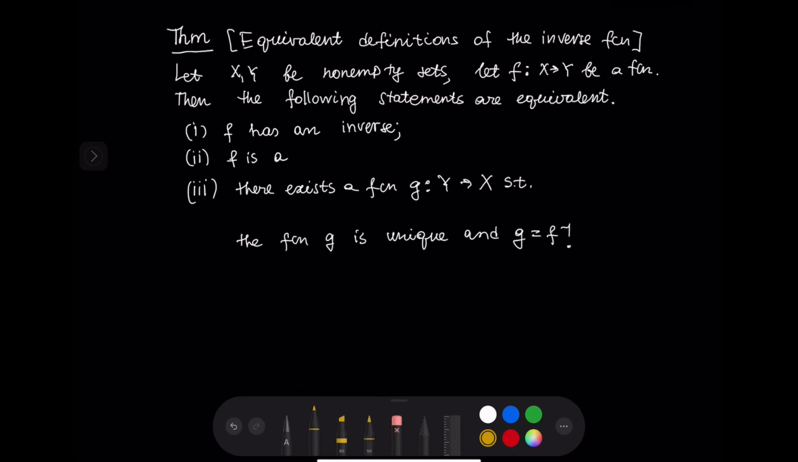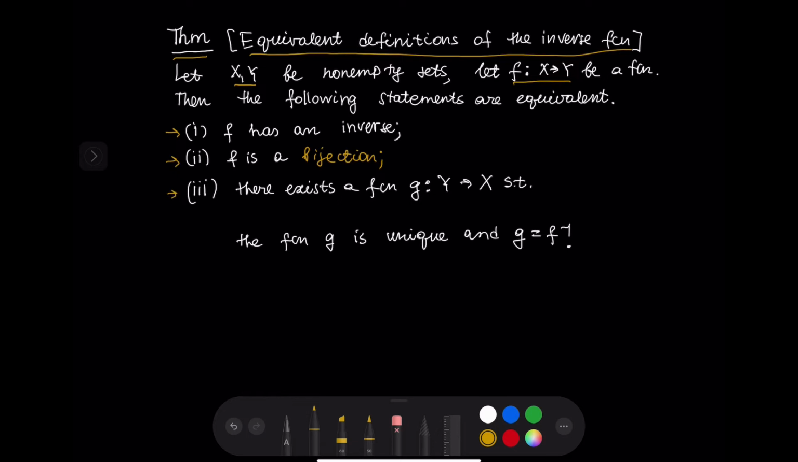So let us now consider the following theorem. It gives us equivalent definitions of the inverse function. As before, let X and Y be non-empty sets and let f be a function from X to Y. Then the following statements are equivalent. The first statement is that f has an inverse. The second statement is that f is a bijection. So basically the theorem says that a function f has an inverse if and only if it is a bijection.